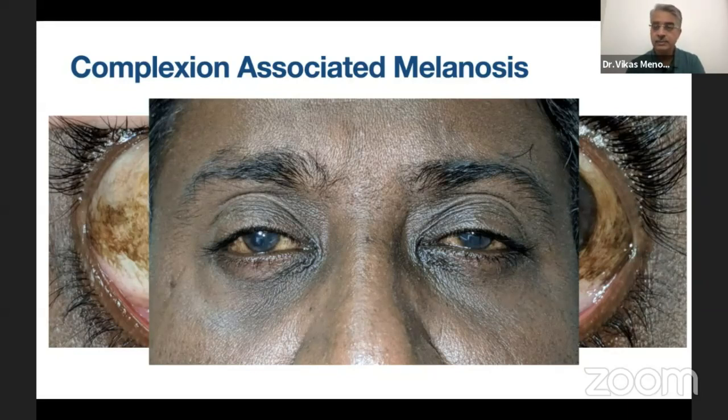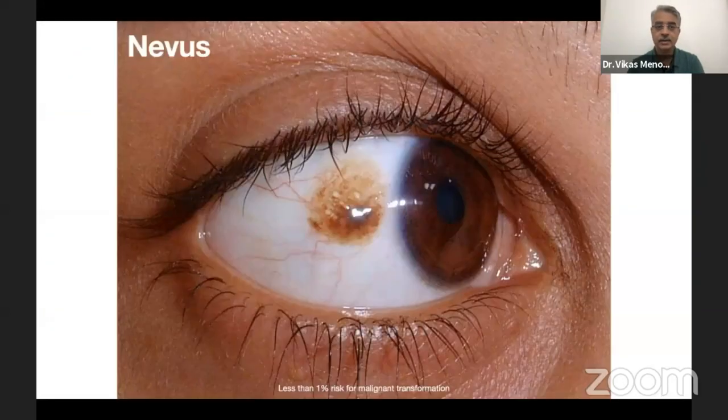So if a patient presents with bilateral irregular diffuse pigmentation, which is usually present since childhood or gives a long history, what you're dealing with is a complexion associated melanosis. Next, the most common type of pigmented lesion that we see on the eye surface is this. What is this? You see here, it's a relatively well-defined patch of pigmentation on the bulbar conjunctiva in the interpalpebral fissure located near the limbus.